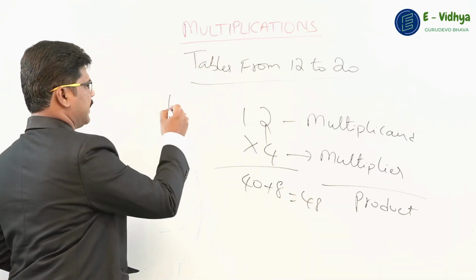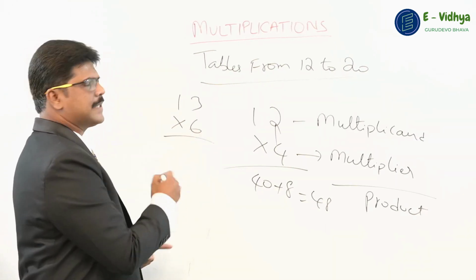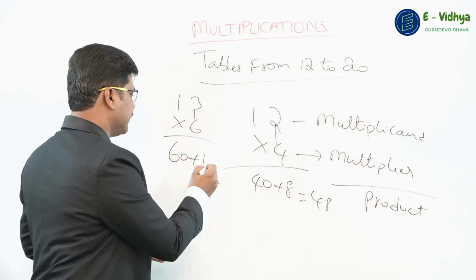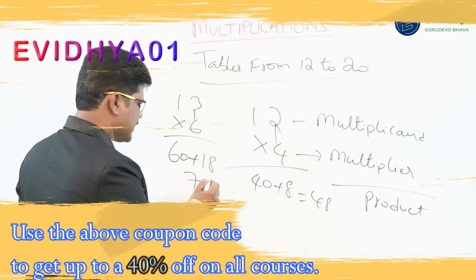Let's take one more problem, something like how much is 13 sixes? So if you get 6 at the bottom, think 60. So 60 plus just the table: 6 threes is how much? 18. So 60 plus 18, you get 78, right? That's it. As simple as that.